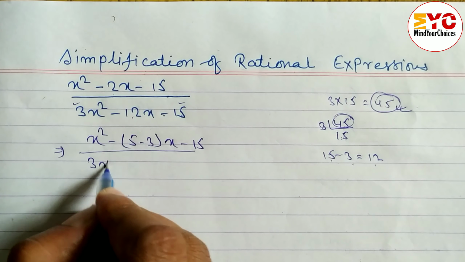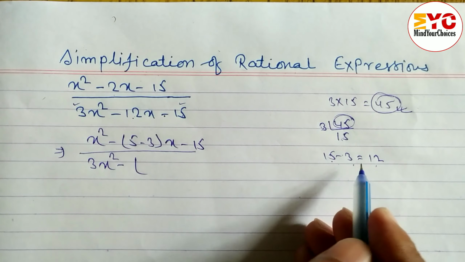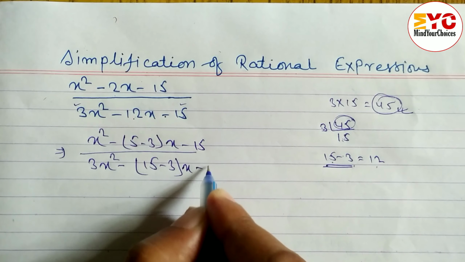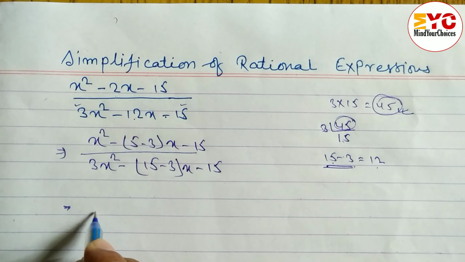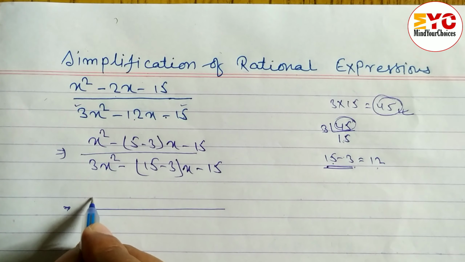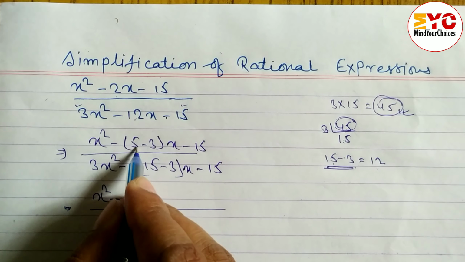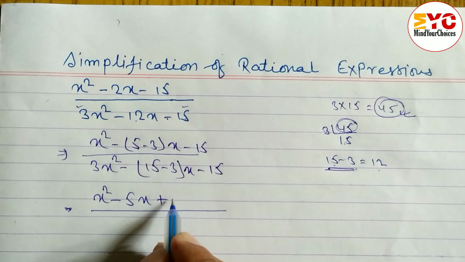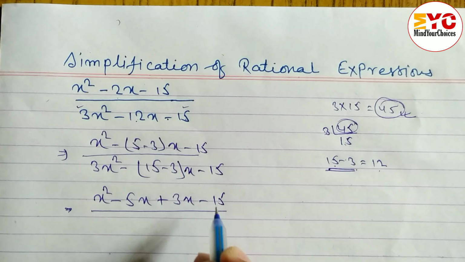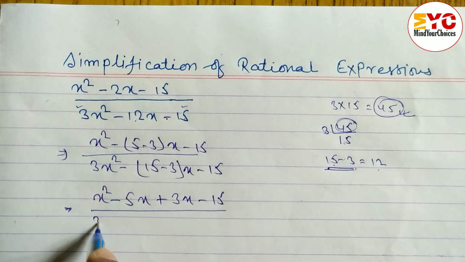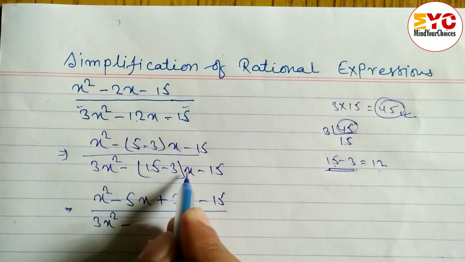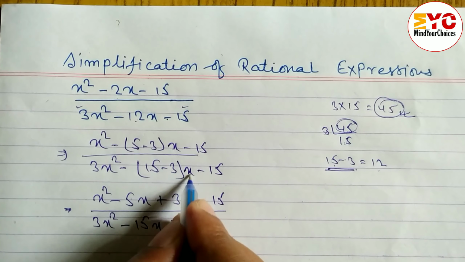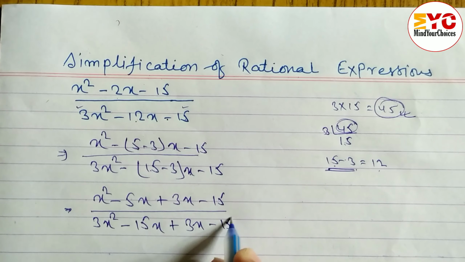So we can write here 3x square minus, in the place of 12 we write 15 minus 3, so 15 minus 3, x minus 15. After this, let's open the bracket. X square minus 5 into x, 5x, minus, plus 3 into x, 3x, minus 15. In the denominator we do the same. 3x square minus 15 into x, 15x, minus, plus 3 into x, 3x, minus 15.